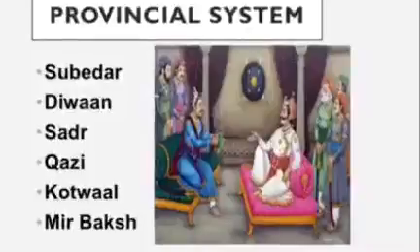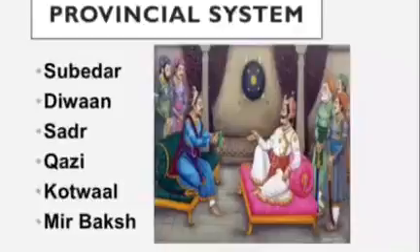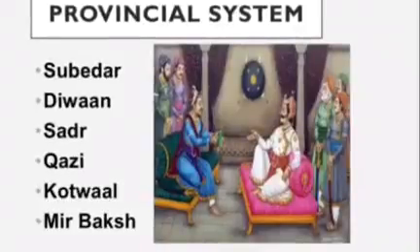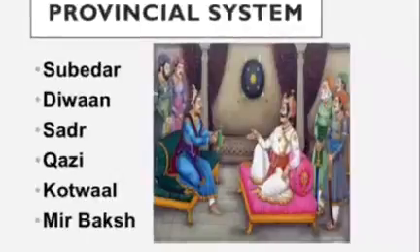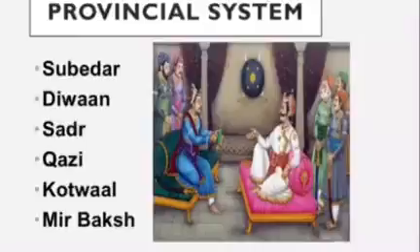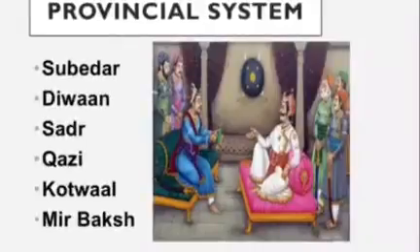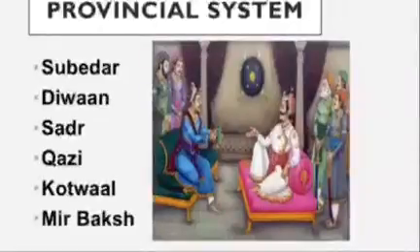So next is Diwan. He solicited the matters of finances and bills. He took charge of giving pays to the provincial officers. So Diwan was the one who used to give pays to the provincial officers, and he used to manage the finances and bills. Is it clear?